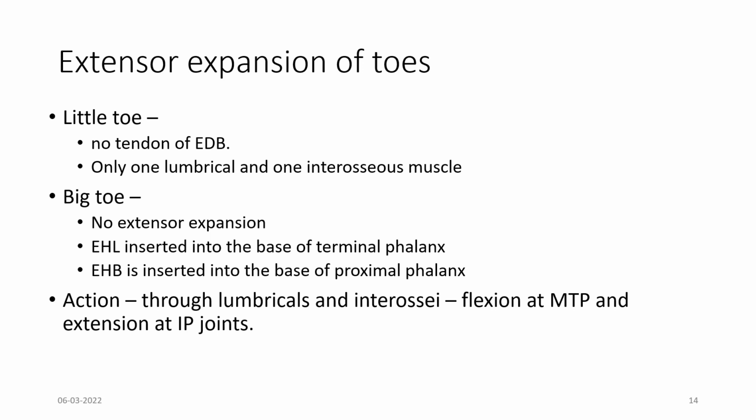The actions of the extensor expansion are through the lumbricals and interossei. They produce flexion at the metatarsophalangeal joints and extension at the interphalangeal joints. So, it is the same as that of the upper limb in the hand.